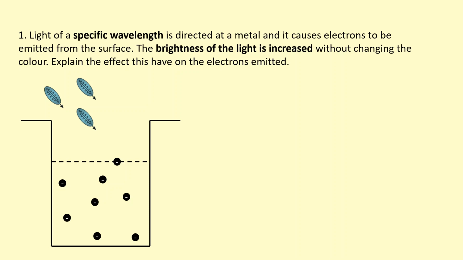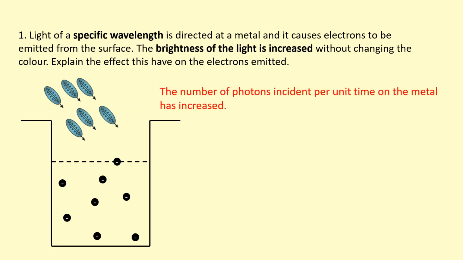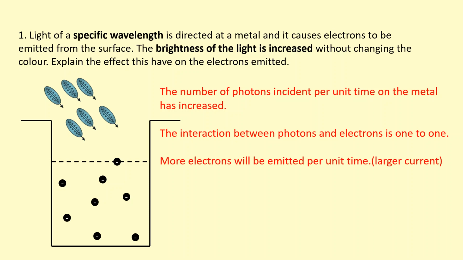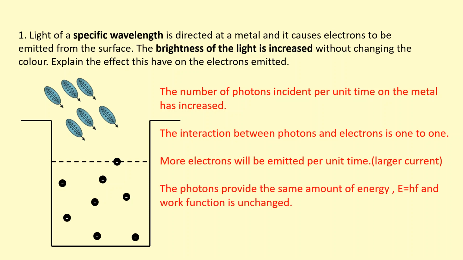So if we're keeping the wavelength the same, the color the same, that means the photon's energy hasn't changed. All we've done is we've increased the number of photons per unit time. So the number of photons incident per unit time has gone up, and because there's a one-to-one interaction between the photons and electrons, there's going to be more electrons being emitted per unit time. The photons provide the same amount of energy, so E equals hf, and the work function hasn't changed, so the maximum kinetic energy of the electron is still the same as before.